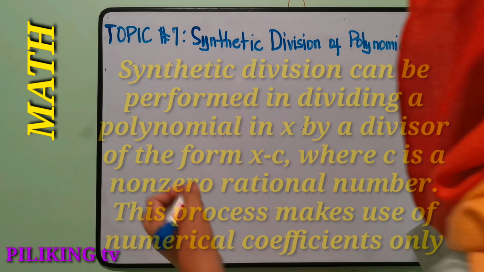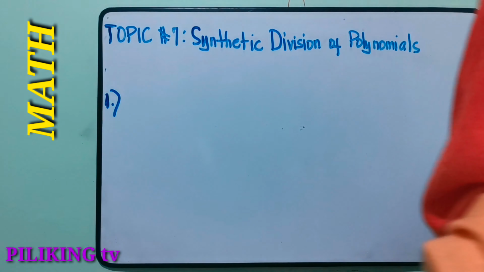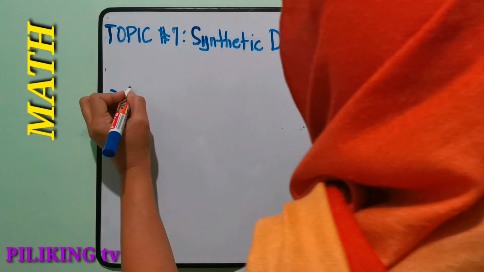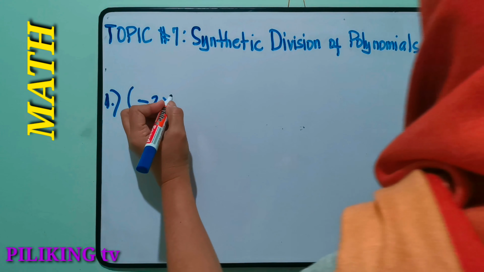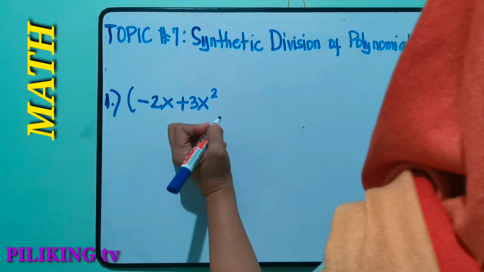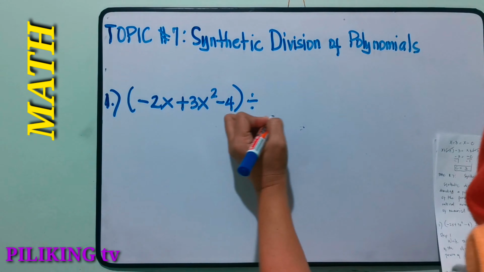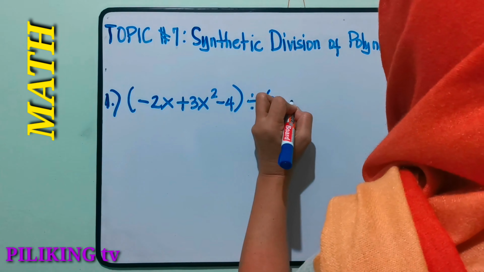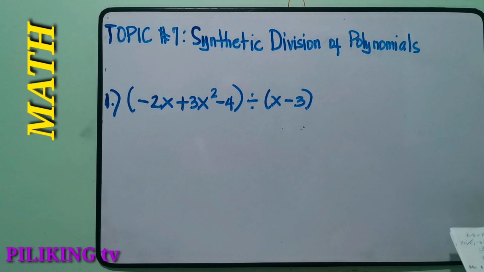Okay, so let's have example number 1. If you are going to divide negative 2x plus 3x squared minus 4 divided by the quantity of x minus 3. Let us use synthetic division this time. So, let us follow the steps. What is our step 1?